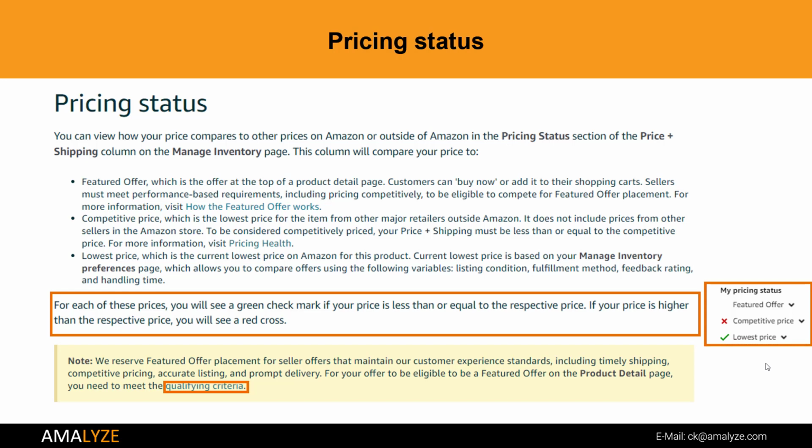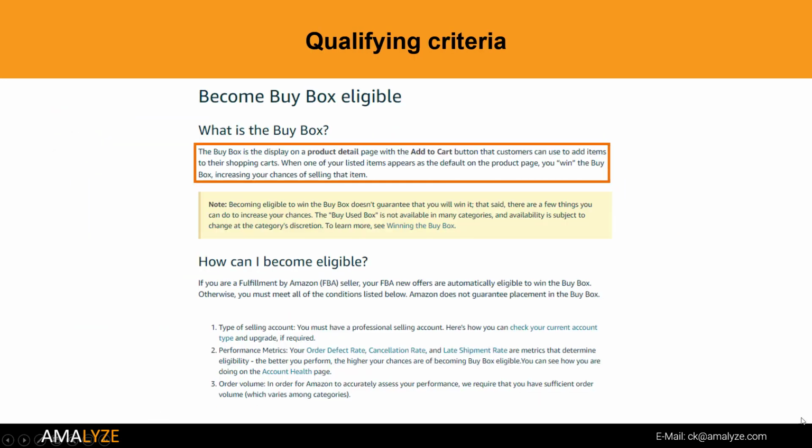We reserve featured offer placements for sellers' offers that maintain our customer experience standards, including timely shipping, competitive pricing, accurate listing, and prompt delivery. These are a few facts which are going into the calculation for the qualifying criteria. But let's be honest, we want to go deeper than that little sentence and note. When you're clicking on that, you're directly coming to the page Become Buy Box Eligible.